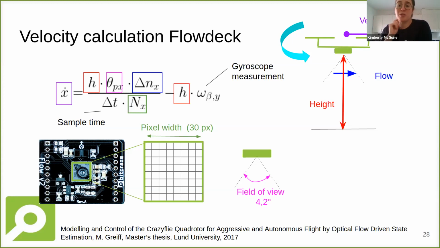Yes, but you can use the exact same formula for y because it's symmetrical. You have the same pixel width and the same field of view. So this is the answer to the question whether the formula is for optical flow only around the x. It is, yes. All right, is that great?